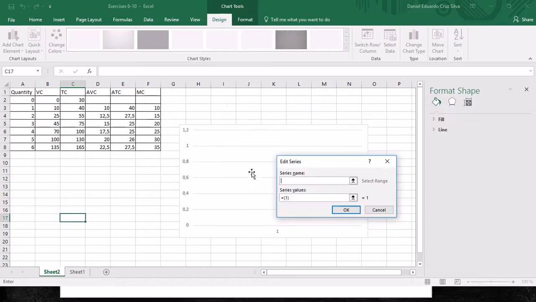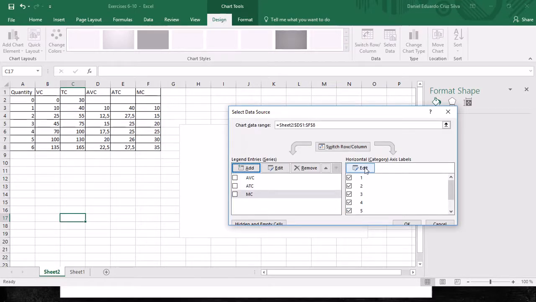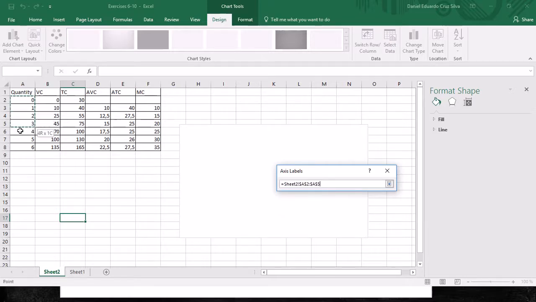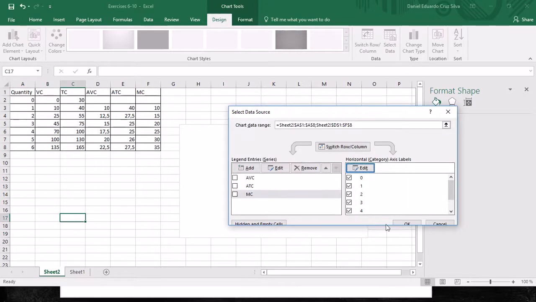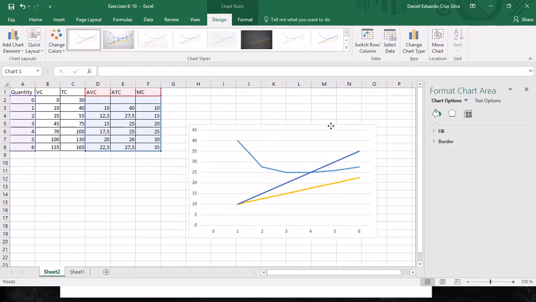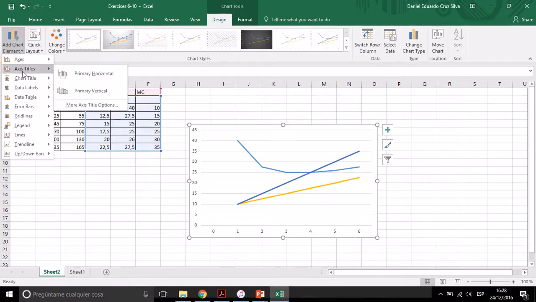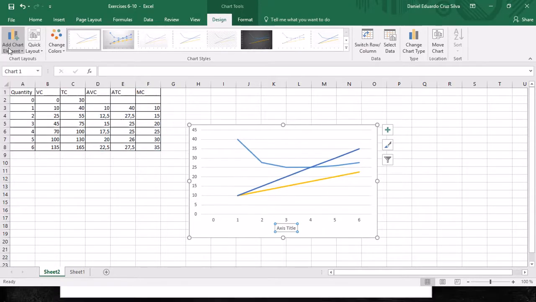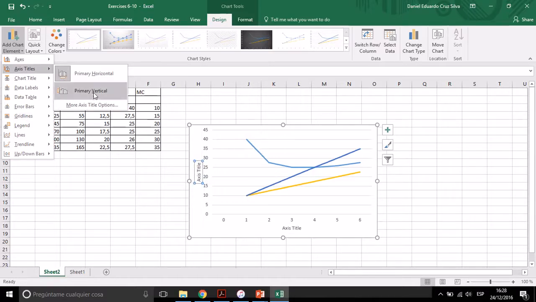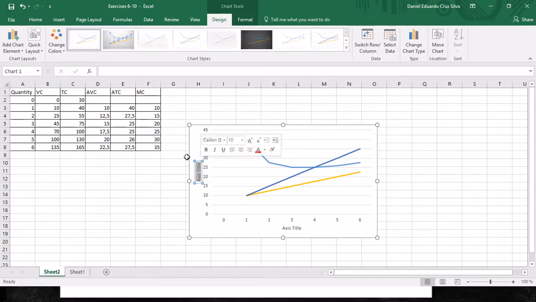So here I need to add the marginal cost. It's going to be this one, and the values are going to be this one. Okay, and then I need to edit. Then the label range is going to be this one from 0 to 6. Then I'm going to select all three, and I will say okay. So here we are, but I need to identify more the axis labels. So I'm going to put here a chart element. This one is going to be the axis title, the primary horizontal, and the other one the primary vertical. So here we have the cost, and here we have the quantities.